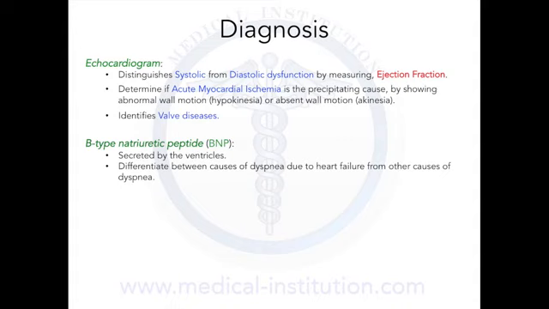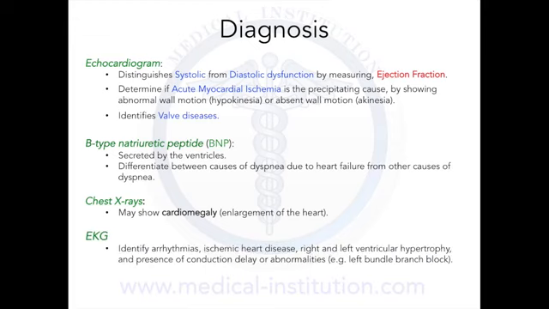We can also measure B-type natriuretic peptides, or BNP, which are secreted by the ventricles of the heart in response to excessive stretching of the heart muscle cells. And it can also be used to differentiate between causes of dyspnea due to heart failure from other causes of dyspnea. We can also use chest x-rays, which can show us cardiomegaly, which is enlargement of the heart.